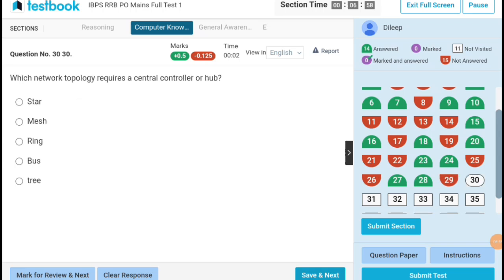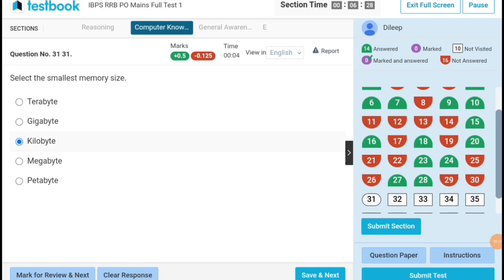A network topology requires the central controller or hub. Which network topology requires the central controller? Smallest memory size, kilo. Shortcut command of align text, center.